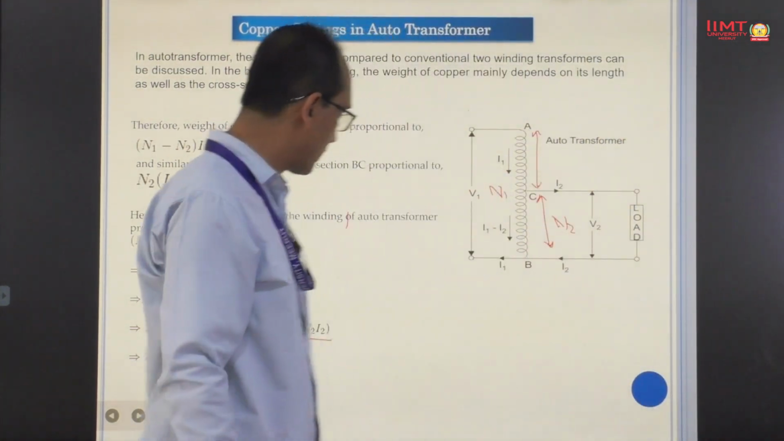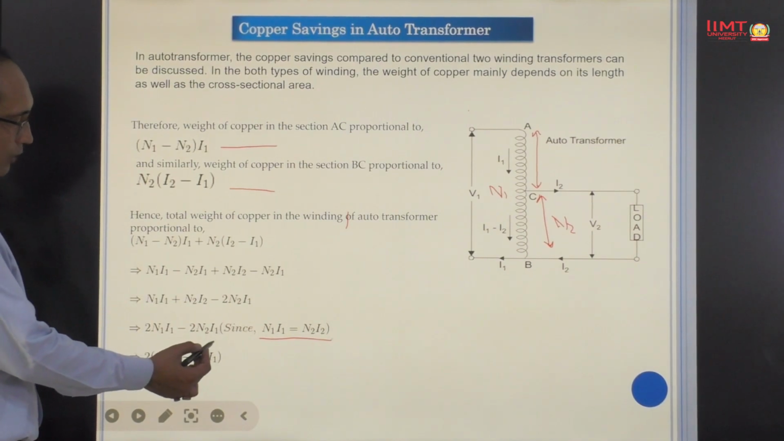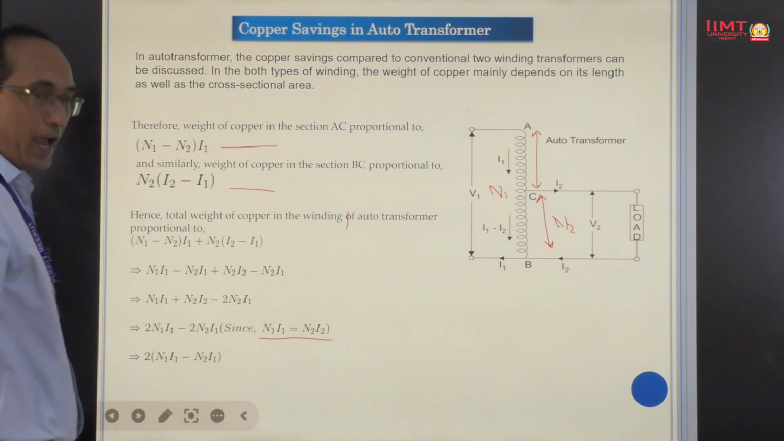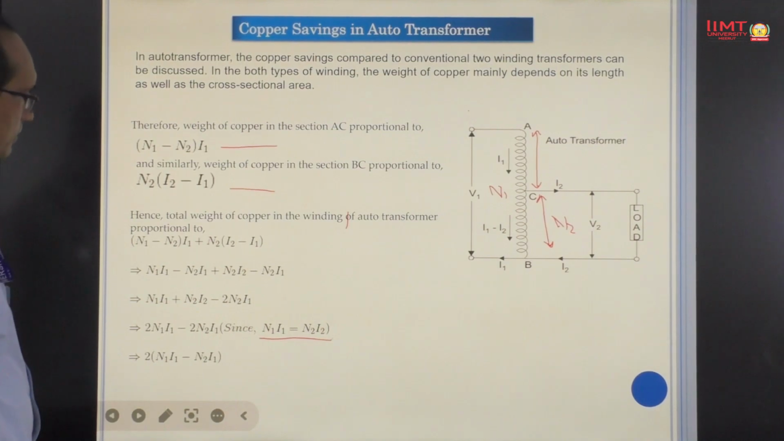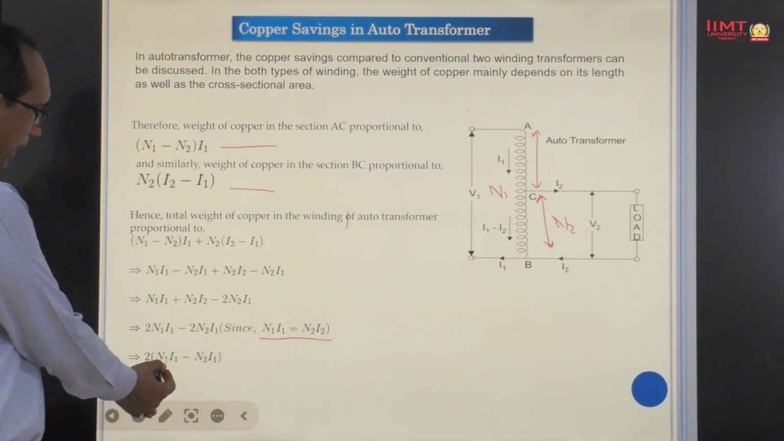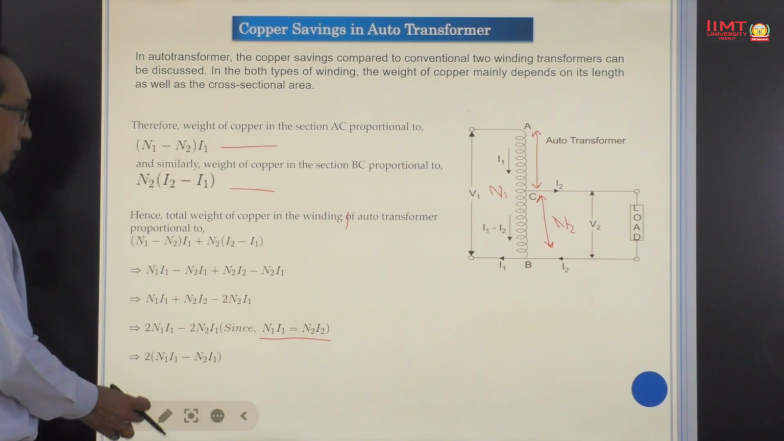So after this we can conclude 2 N1 I1 minus 2 N2 I1, and finally we can say 2 N1 I1 minus N2 I1. This is the weight of copper in the entire winding, which is proportional to twice N1 I1 minus N2 I1.